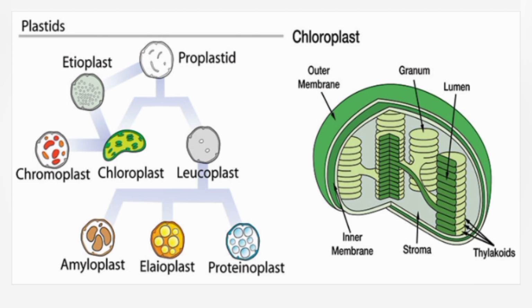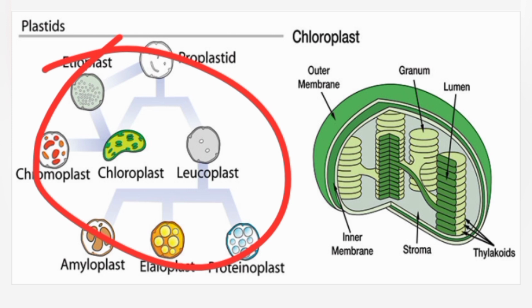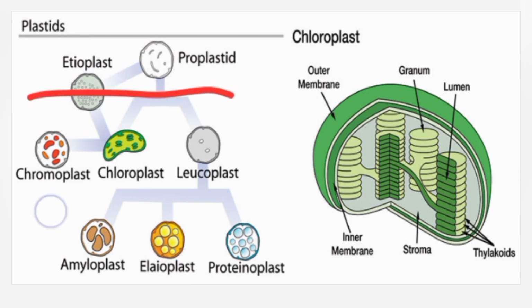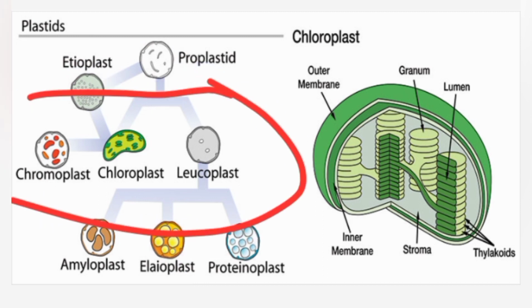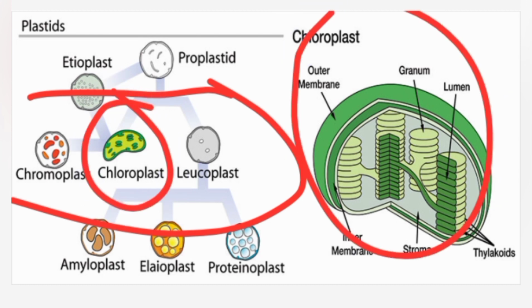Now, depending on the color, there are three types of plastids: Chromoplast, Chloroplast, and Leukoplast. I know that in the picture you can see various types of plastids, but in this video we'll be dealing with only the three main types, which are the Chromoplast, Chloroplast, and the Leukoplast. Beginning with the Chloroplast, whose diagram is also given here. So let's begin with this first.